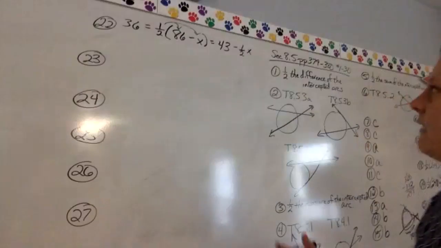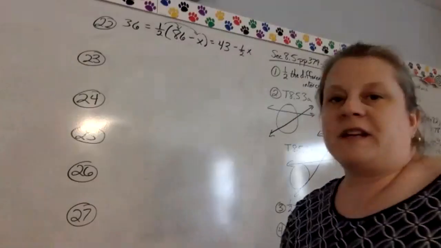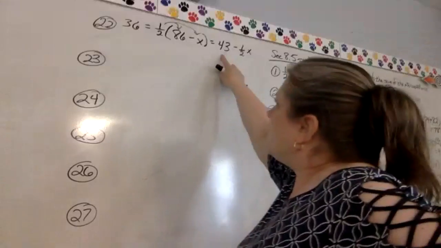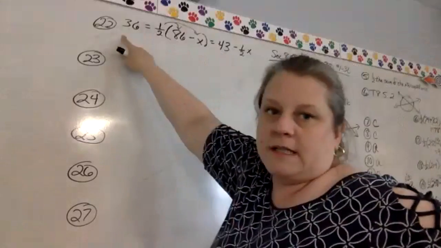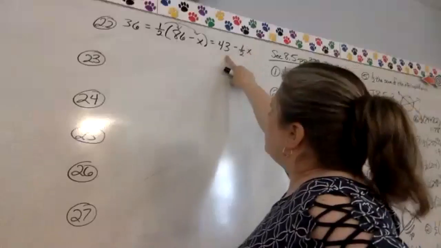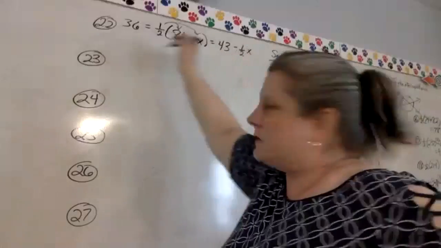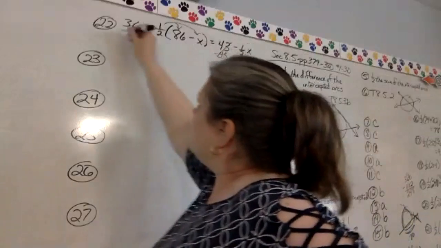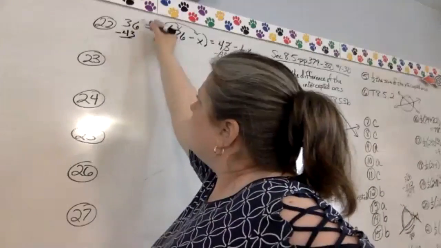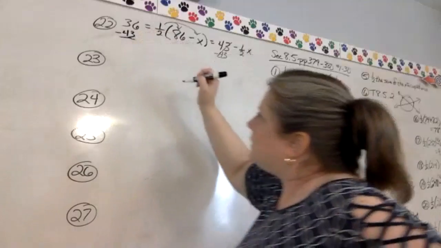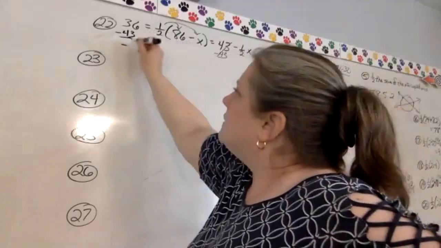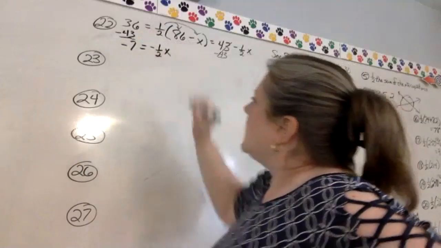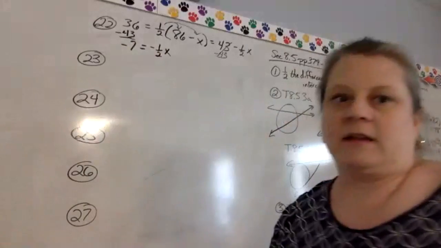Now remember, when you go to solve it, you're trying to get x by itself, correct? So I got to get the 43 over here with the 36. If it's a positive 43, how do I get it with 36? Subtract it from each side. 36 minus 43 is -7, and that's equal to negative a half x.